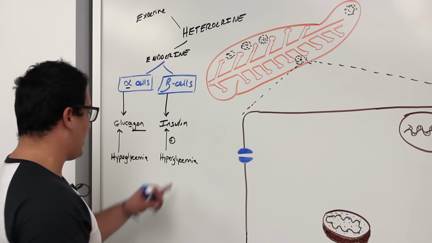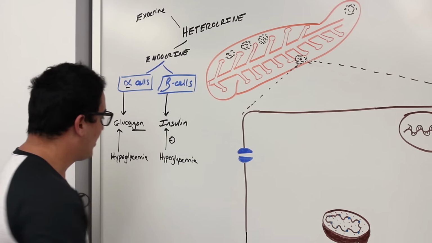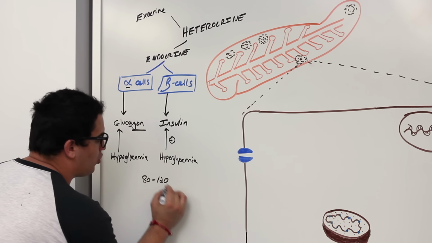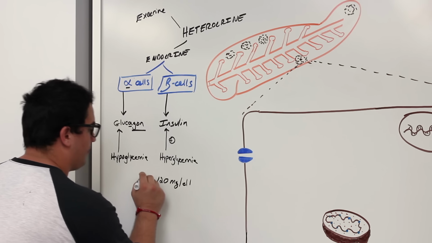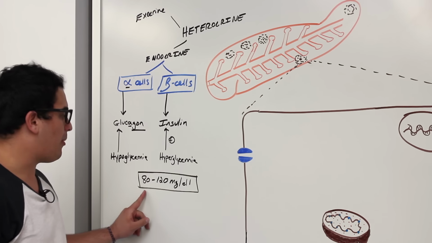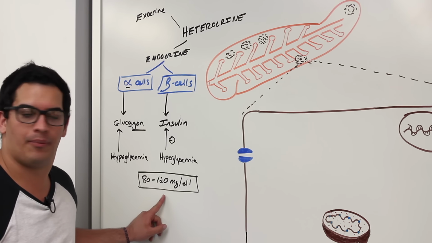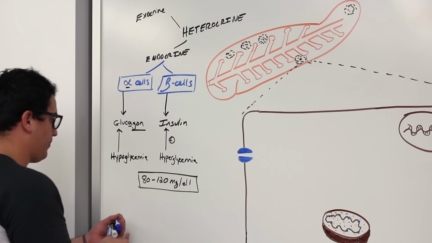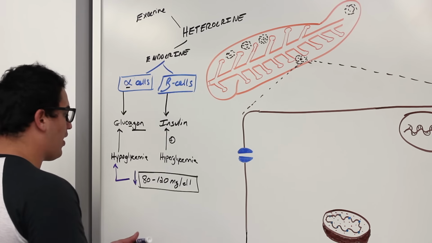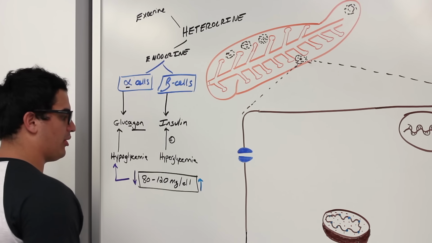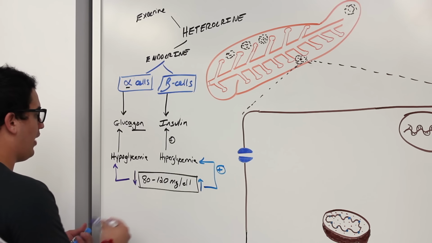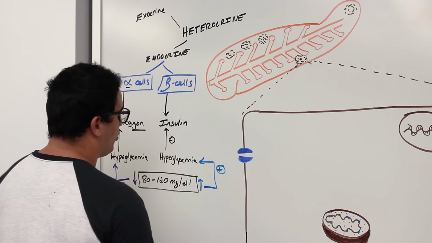Now to get an idea here, what's a normal blood glucose range? Normally, a blood glucose range is about 80 to 120 milligrams per dL. This is an average blood glucose level. If you're below 80 milligrams per dL, that's referred to as hypoglycemia, whereas if you're above 120 milligrams per dL, that's referred to as hyperglycemia. So again, below 80, hypoglycemia, above 120, hyperglycemia.